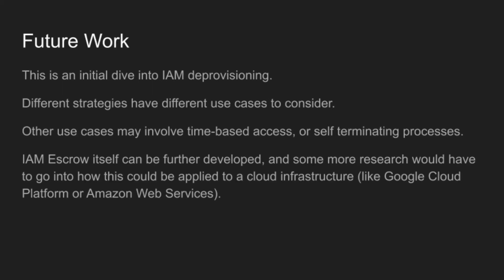So let's wrap this up with the future work. This was an initial dive into IAM deprovisioning, and different IAM strategies would have different use cases to consider. Some other use cases may call for different deprovisioning strategies. There's one called time-based access that was already implemented in some organizations, or I've seen blogs of them talking about it, where permission is bound with expiration time. So when that time hits, that permission is not executable anymore.